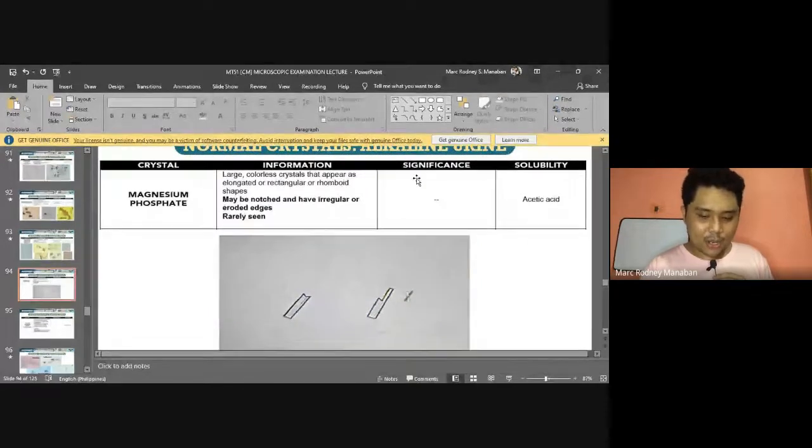Next, another is magnesium phosphate. It has no clinical significance, normally found in your urine, but it's rarely seen. Large rectangular crystals that are notched. The notch means an incomplete part here. Okay, so solubility is acetic acid. Okay, all right. So that's magnesium phosphate.